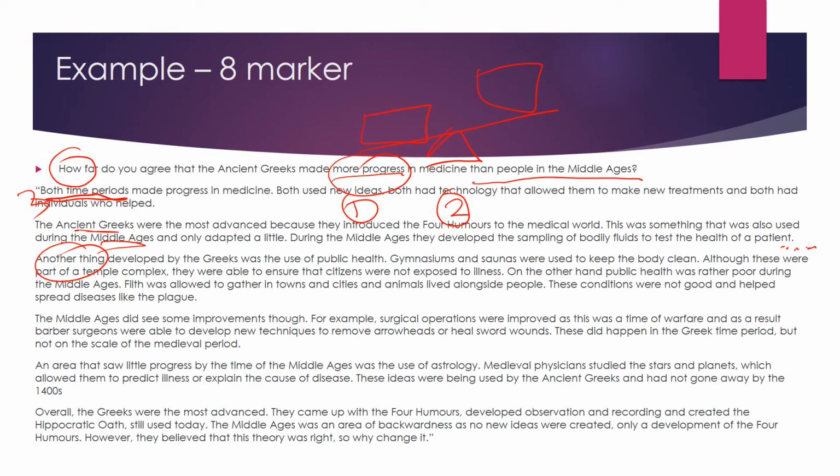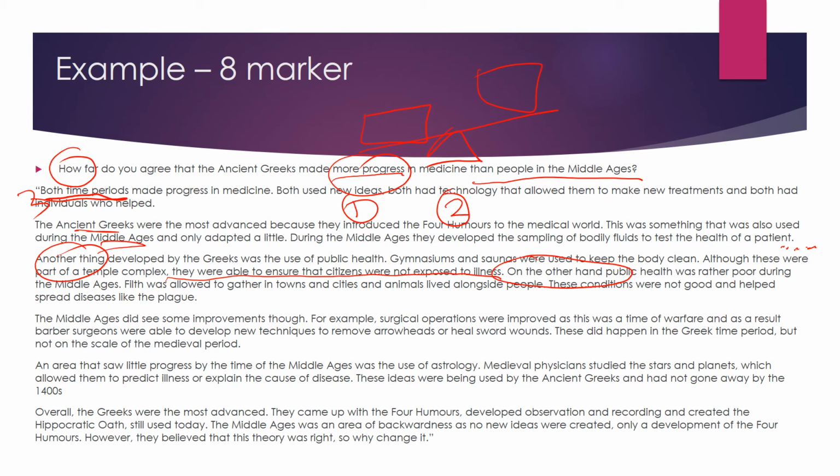Another thing, next point, clearly said another thing, developed by the Greeks was the use of public health. Gymnasiums and saunas were used to keep the body clean. Although they were part of a temple complex, they were able to ensure citizens were not exposed to illness. I've linked it back to the question about progress in medicine. On the other hand, I'm showing a counterbalance.